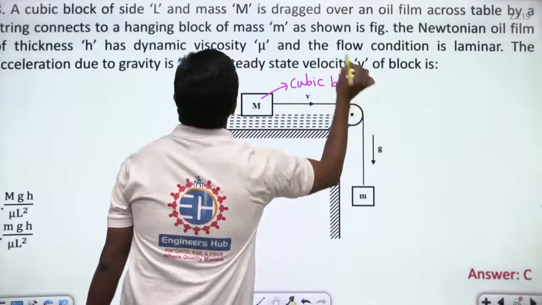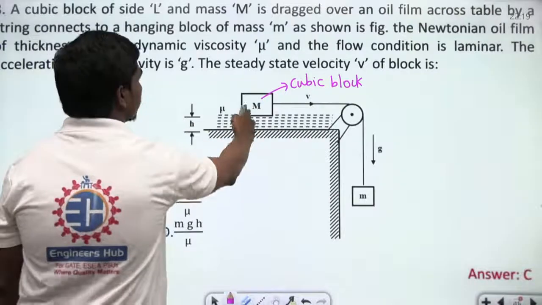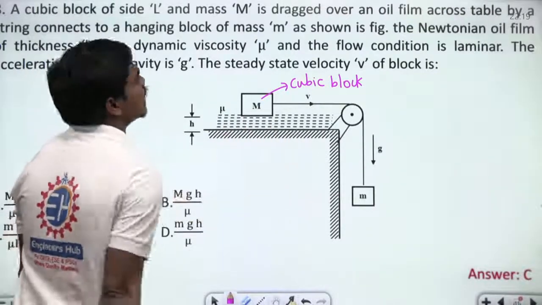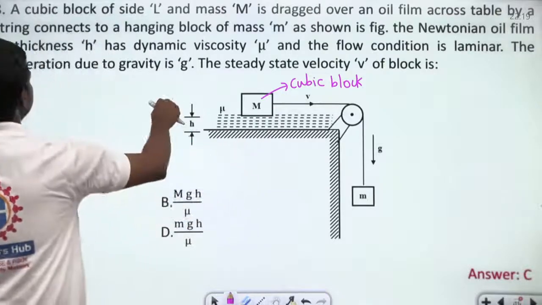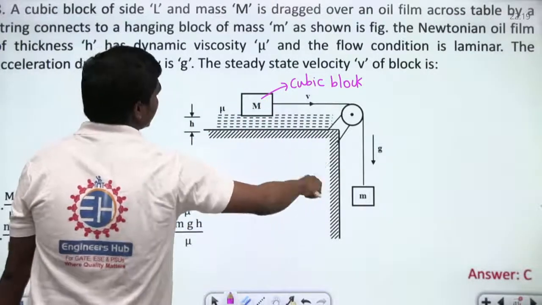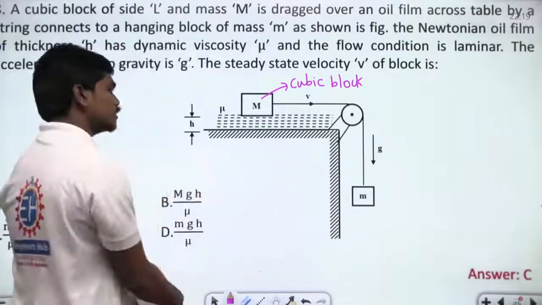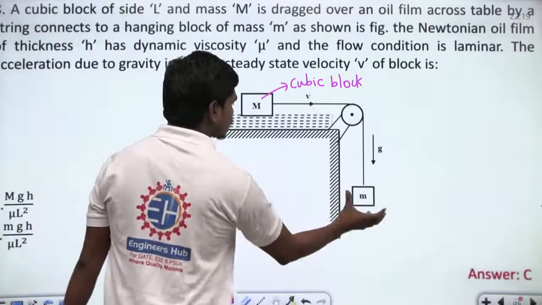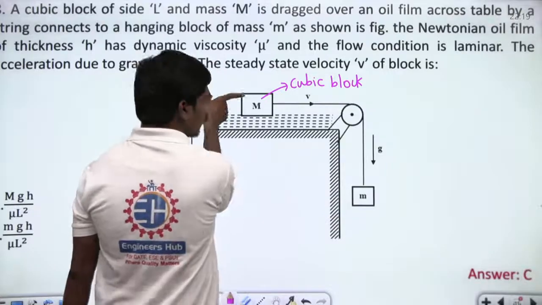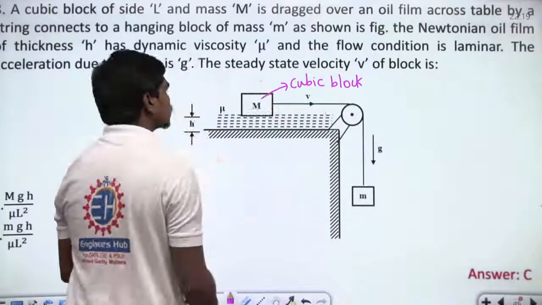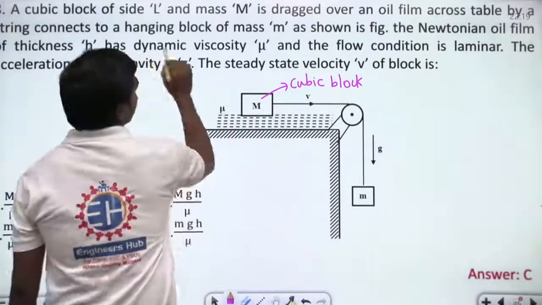A cubic block of side L and mass capital M is dragged over an oil film across a table by a string connected to a hanging block of mass small m, as shown in the figure. So it's obvious there is a small block of mass m that is connected. Whenever this block is pulled down, then definitely this block which is here moves horizontally. Of course, given the dynamic, let us see the question.